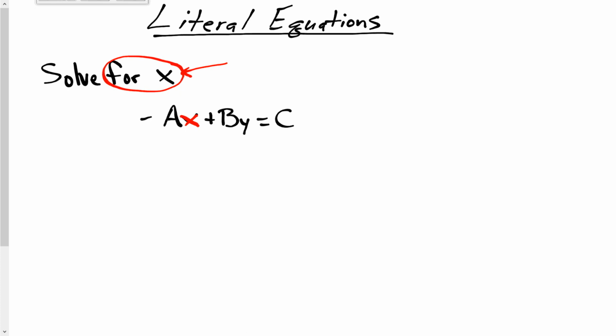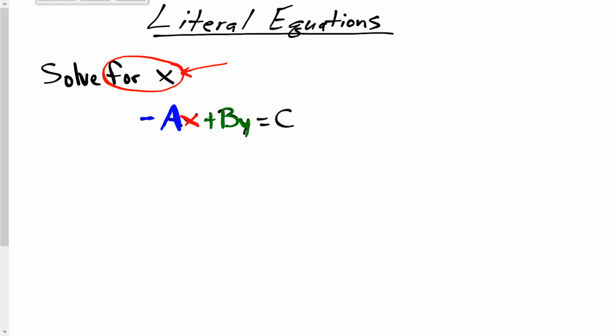It also tells us what our coefficient is. Remember, coefficients always are the ones touching the variable. That's going to be negative a. And the constant, we're going to treat by right there as the constant because it's the term not touching the variable. And then we're going to go from there.